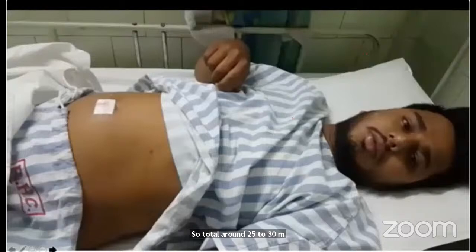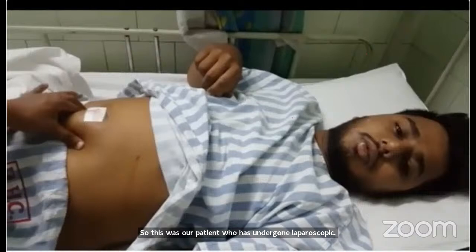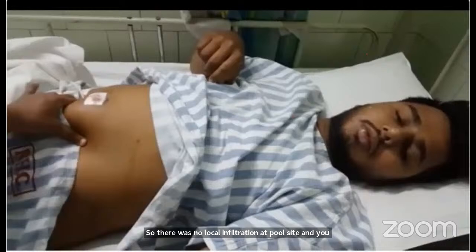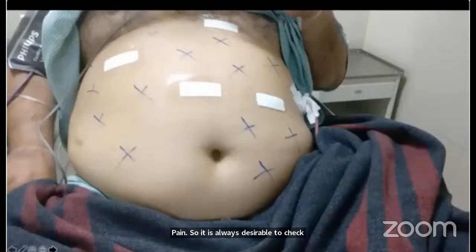So this was our patient who has undergone laparoscopic surgery, and this is the port site incision, immediately after surgery. There was no local infiltration at the port site, and you can see how dense an analgesia we have achieved. Even on squeezing the surgical incision, there is not much pain. So it is always desirable to check the action of the block after half an hour or so, when the block action has taken effect, and we can expect a good quality of analgesia.